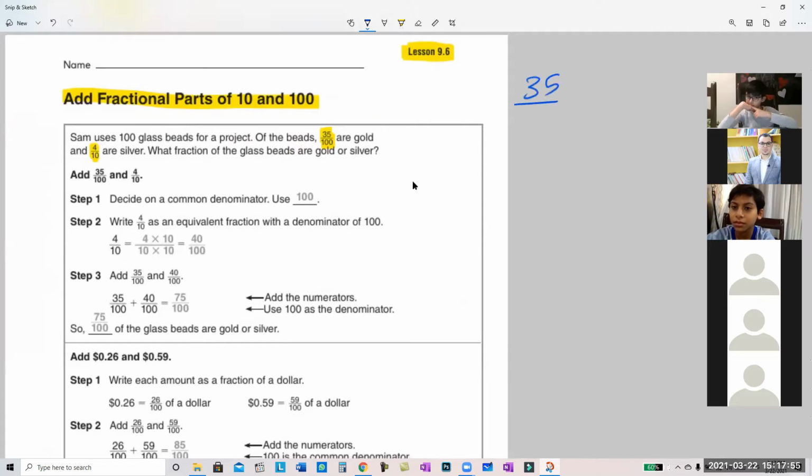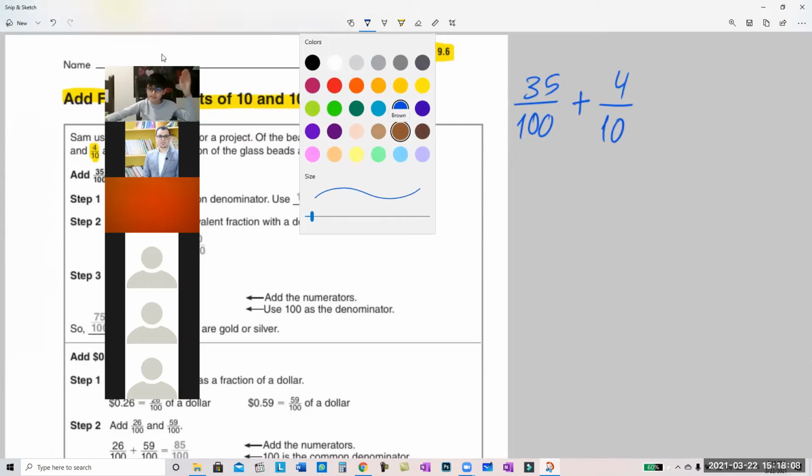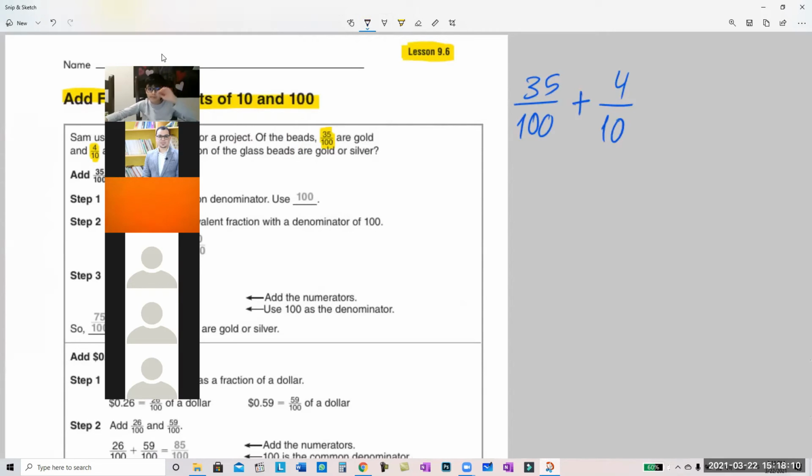So 35 over 100 plus 4 over 10. Okay, first of all, you have to give me the same denominator. We don't have the same denominator here. We have 100 and 10. They are not the same denominator. So how can we get the same denominator here? You have to convert the small number to the big number, okay? Because it's easier, because you're going to multiply.